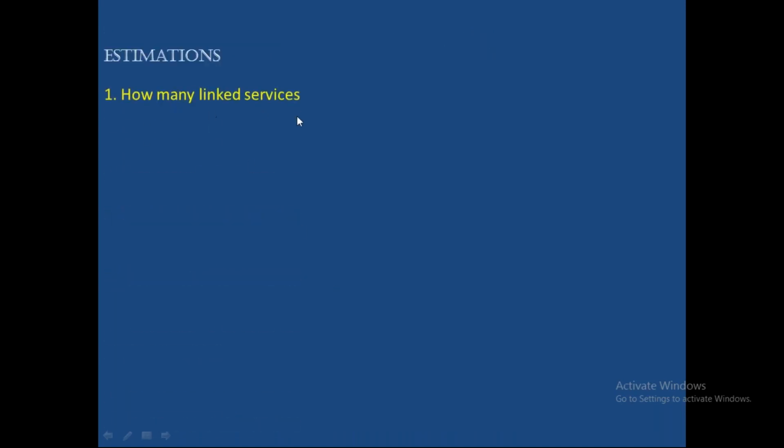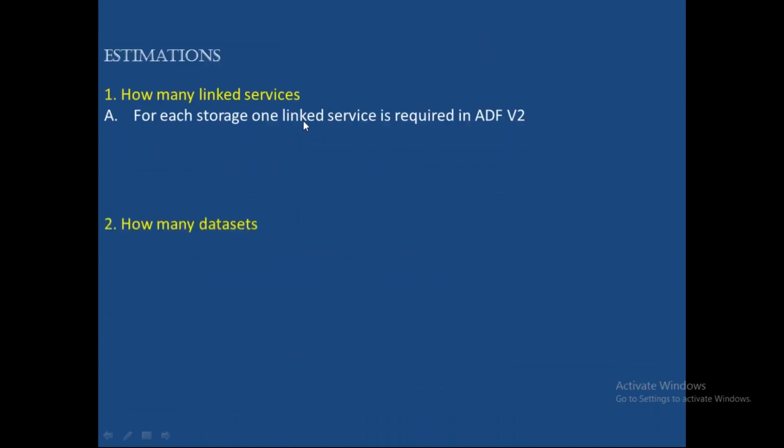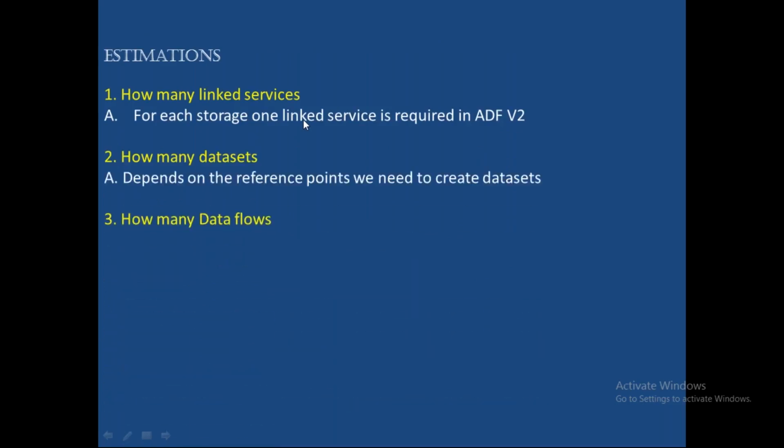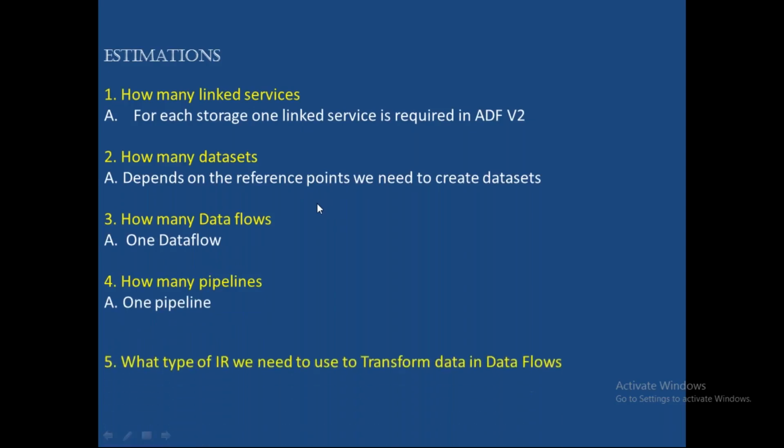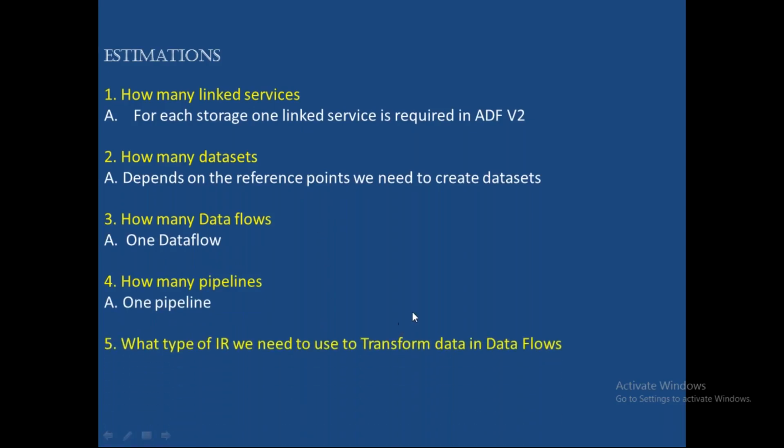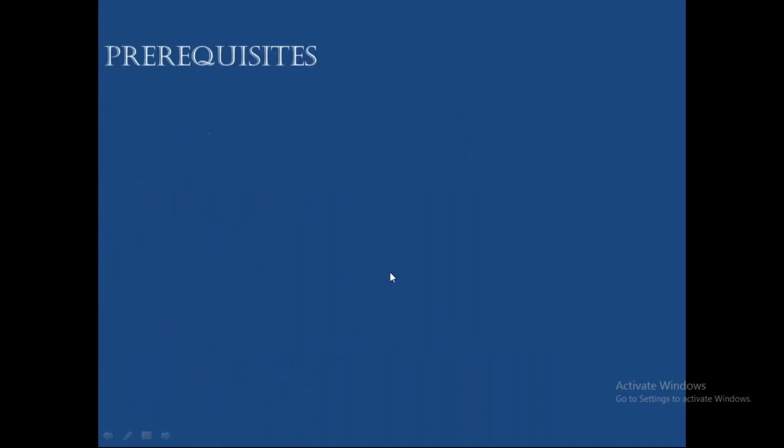Okay, so estimations. How many linked services do we need? Only one linked service. Data sets depend on reference points, so we need to create data sets. One data flow I will create, one pipeline I will create. What type of IR do we need to use to transform data in data flows? To transform this data, we are going to dispatch the job. For that, I'm going to use the Azure integration runtime.